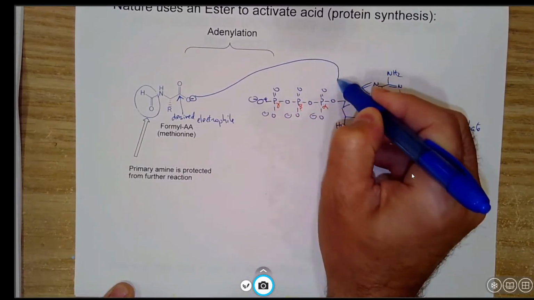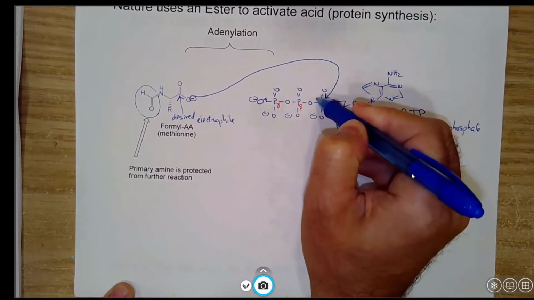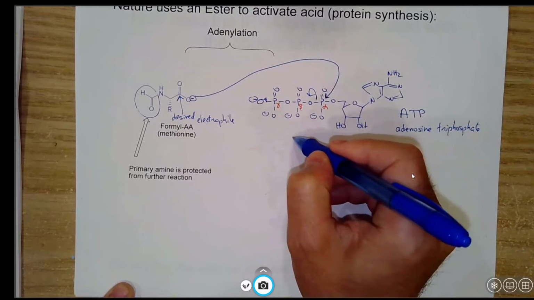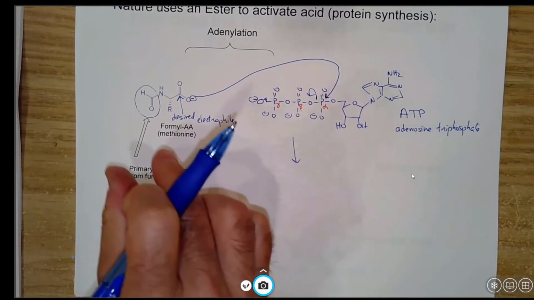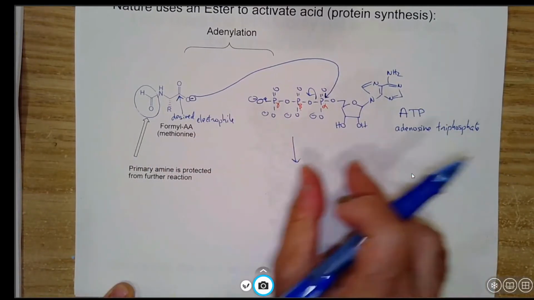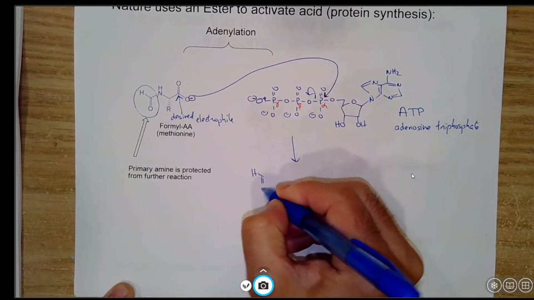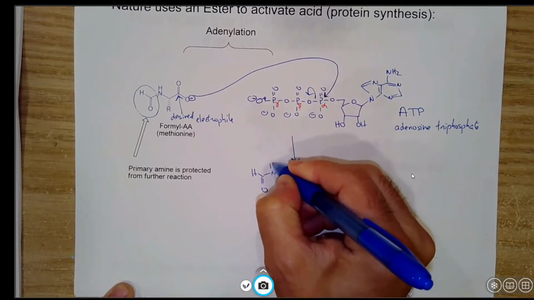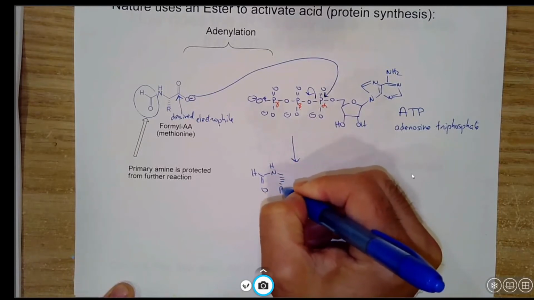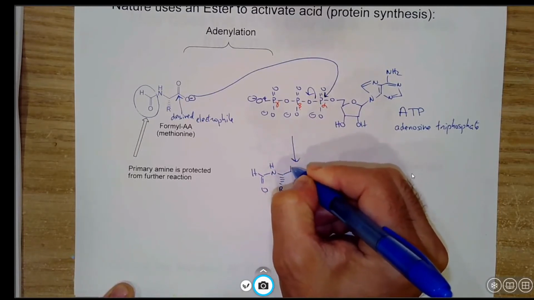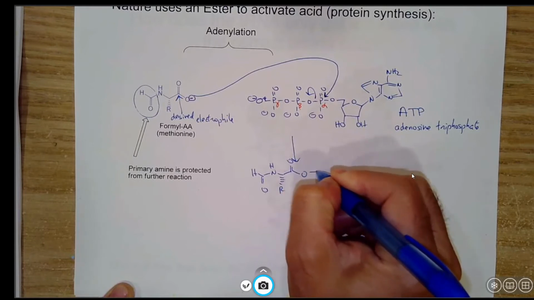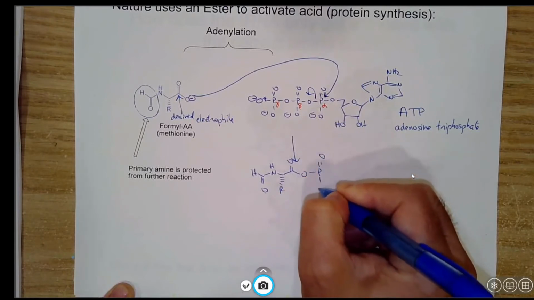Again, this is governed by localization of this amino acid with the particular enzyme to get this reaction to occur. And what you will get is your methionine with now not a carboxylate, but a phosphate ester group attached.